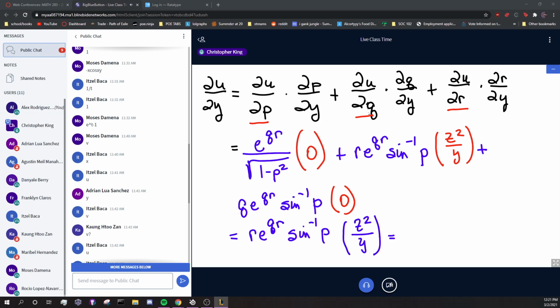Okay, so let's just clean it up. In place of r, I'm going to put in 1 over z. I'm going to have e. In place of q, I'm going to put the z squared natural log of y times 1 over z. In place of p, we're going to have the sine of x. And then I'm going to multiply this again by z squared over y.